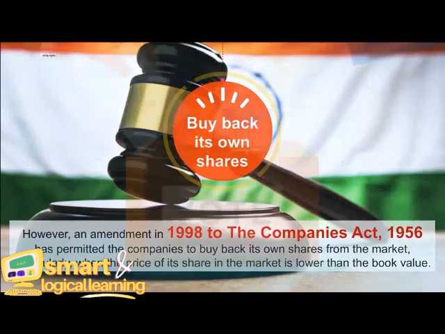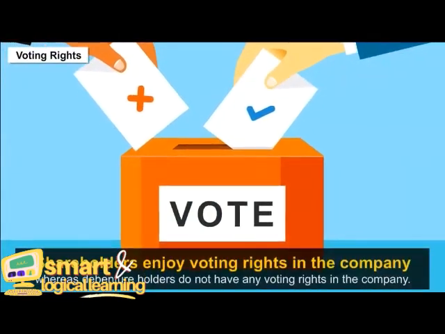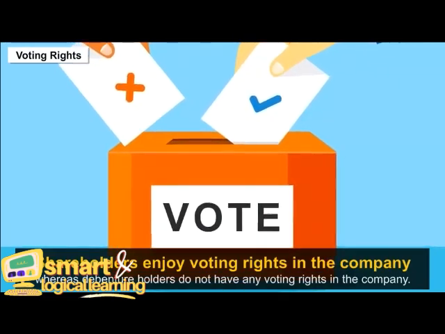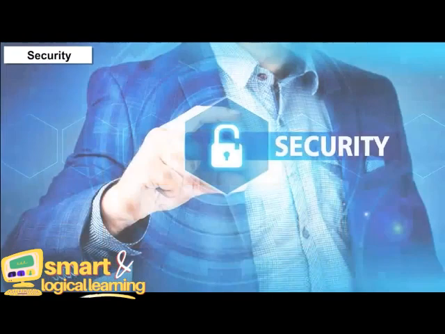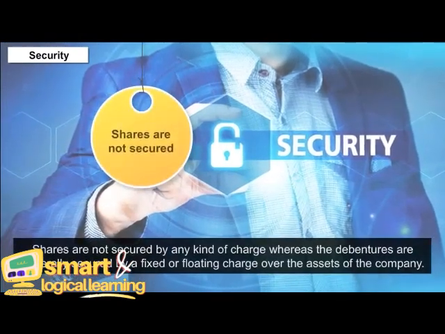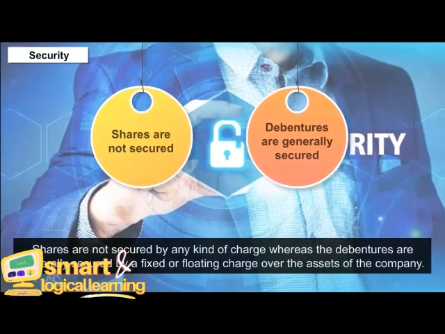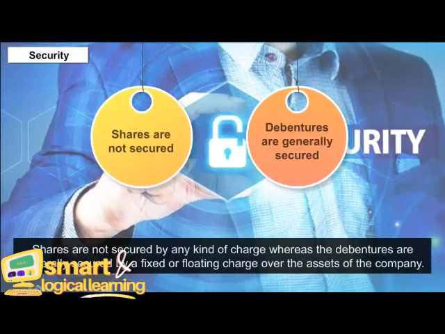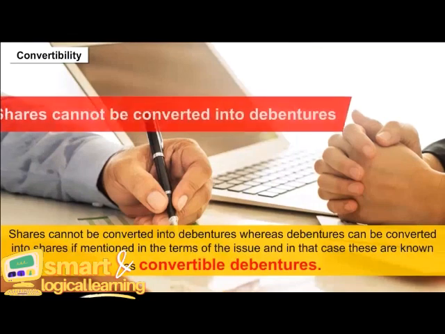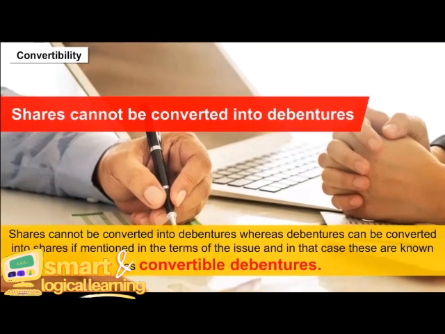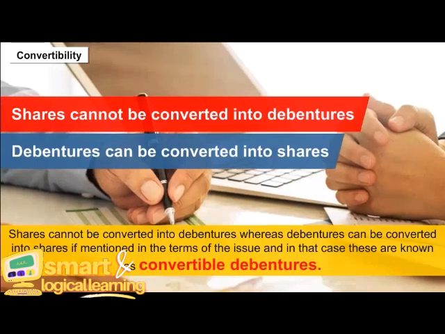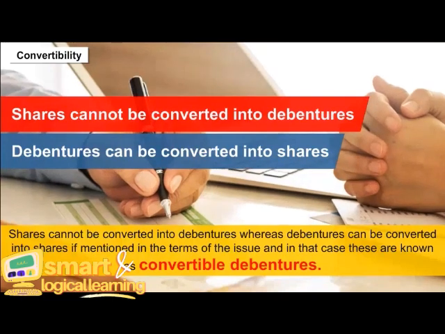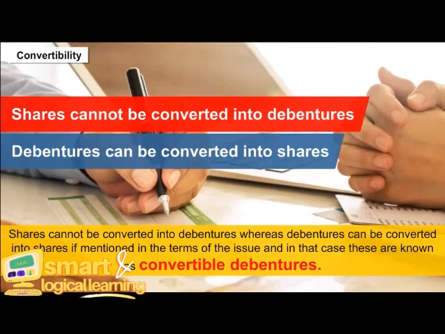Voting rights. Shareholders enjoy voting rights in the company, whereas debenture holders do not have any voting rights in the company. Security. Shares are not secured by any kind of charge, whereas debentures are generally secured by a fixed or floating charge over the assets of the company. Convertibility. Shares cannot be converted into debentures, whereas debentures can be converted into shares if mentioned in the terms of the issue, and in that case, these are known as convertible debentures.